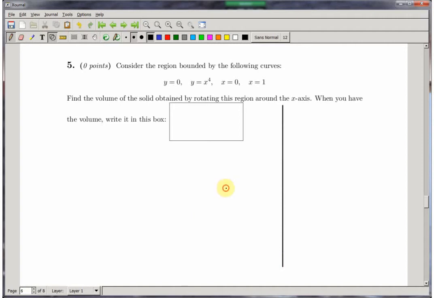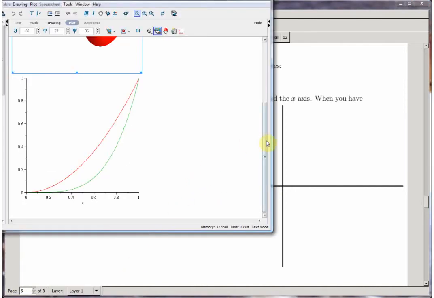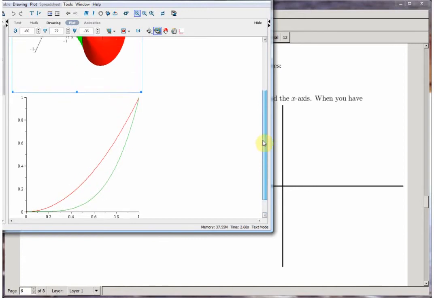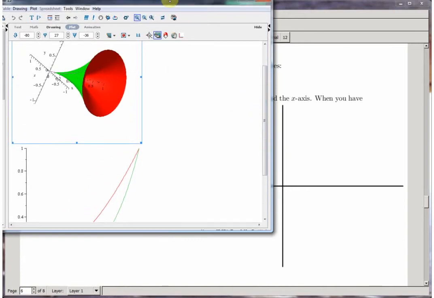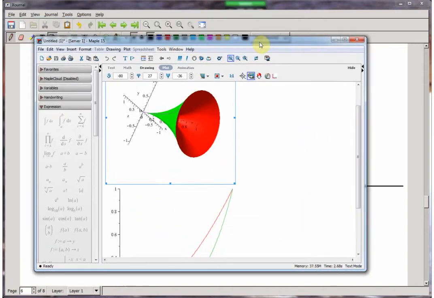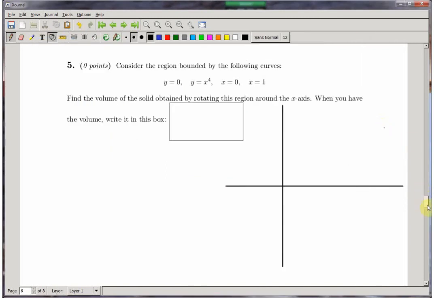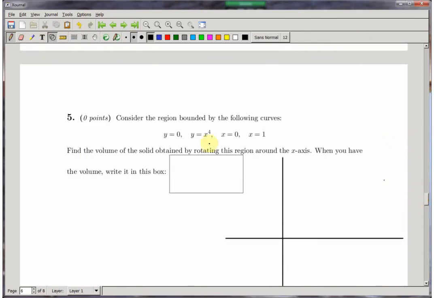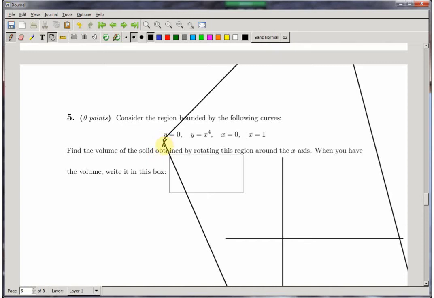So what does the region look like, first of all? I think I might be able to show you, because I already kind of did it. Is this the same one? Let me go back and make sure. Okay, so what are the curves? y equals 0. What is that? That's just the x-axis, right? So this is the x-axis.